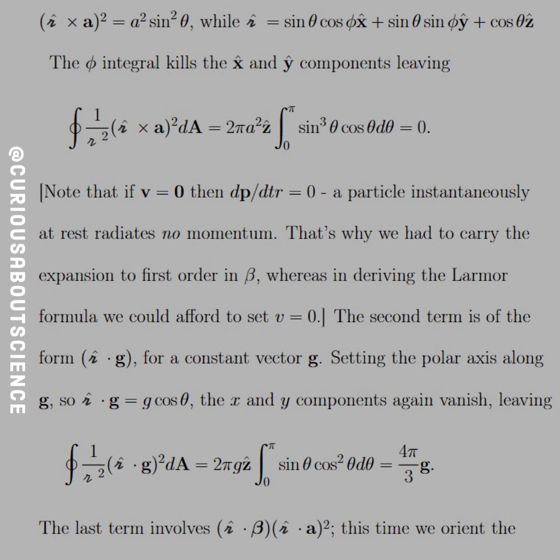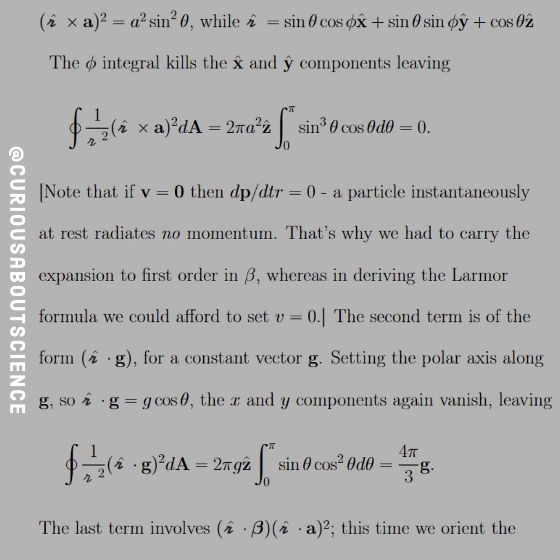Again, the polar axis is the z-axis, so the phi integral kills the x and y components, because anything over a full cycle of 0 to 2 pi of just a cosine or sine goes to 0. So we're only concerned with the z component, and that's from 0 to pi. So clearly then, once that goes through, you see that goes to 0.